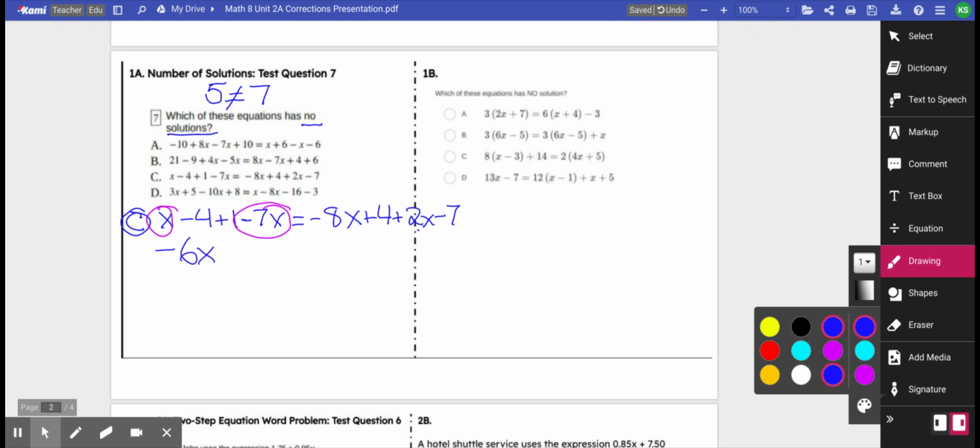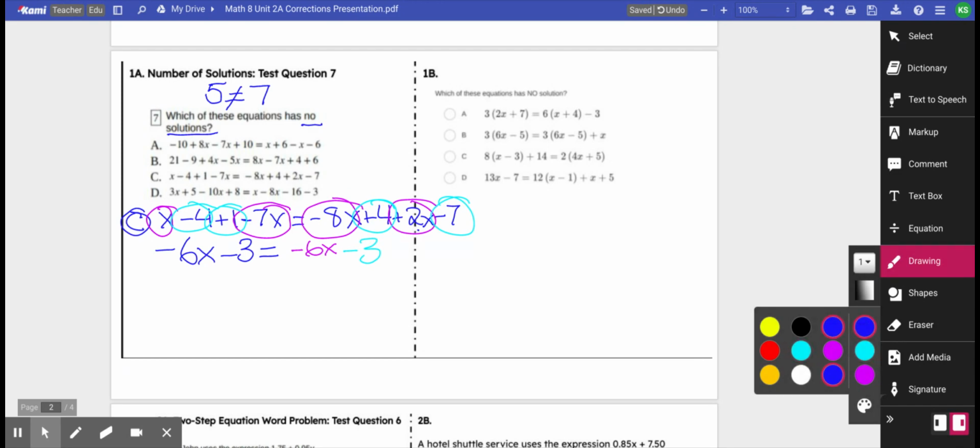And then I am going to combine my negative 4 and my positive 1, which gets me a negative 3 equals. And then on the other side, I have negative 8x and positive 2x, which gets me negative 6x. And then I have my positive 4 minus 7, which is negative 3. Oops, I forgot to change my color, but I think you guys see where I'm going.